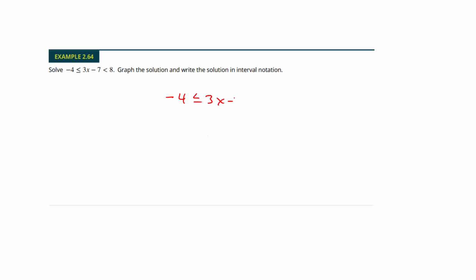This is the same as an and problem, and so I recommend you work it like this, where you literally turn it into two separate problems. There's one there, and there's another one over there. Now, if you work it as an and, it turns into the same thing we were doing before. So I'm going to add 7 to both sides. Divide both sides by 3.